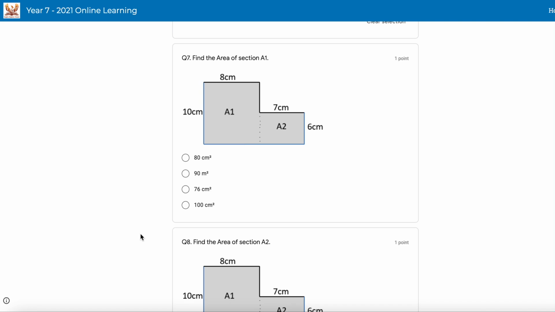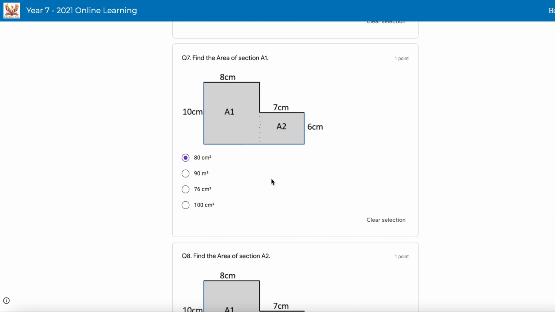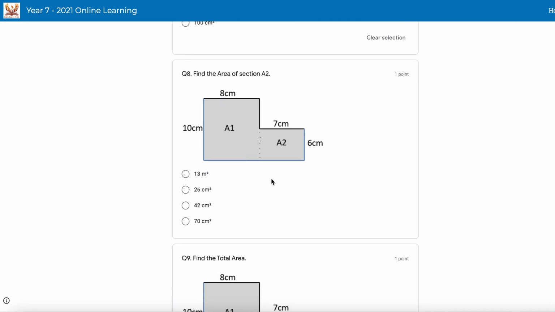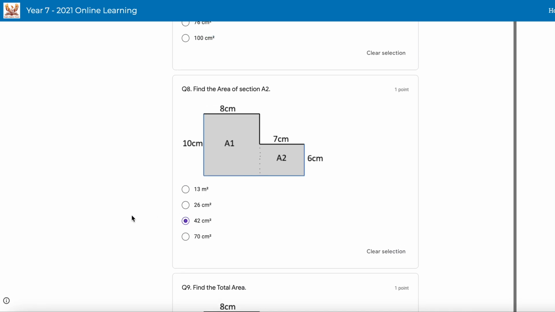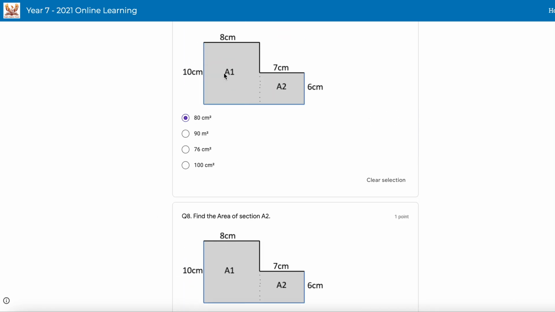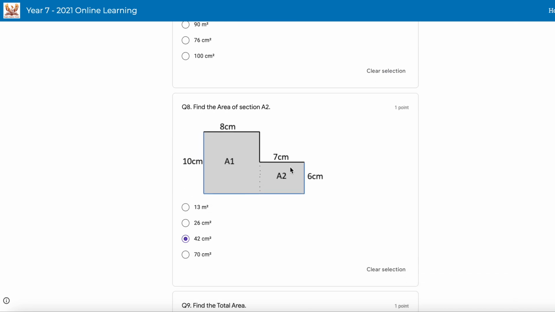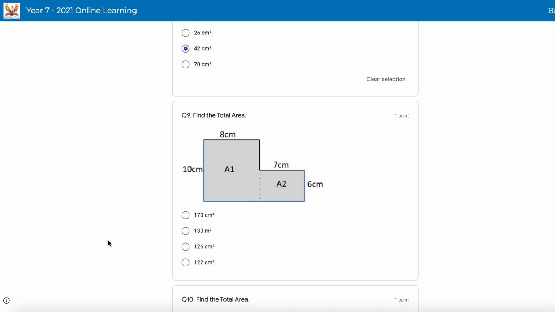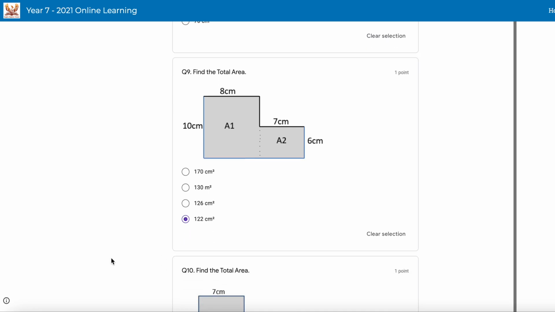Okay, we've got another composite shape here. This time they've just put a dotted line in there for us, but we can see that this shape is made up of 2 rectangles, just like the first shape. So if we wanted to find the area of this rectangle, it's just 8 times 10. And if we wanted to find the area of this rectangle, section A2, it's just 7 times 6. So if we wanted to find the total area, it's just going to be this 80 centimetres plus this 42 centimetres. So that's 122 centimetres.